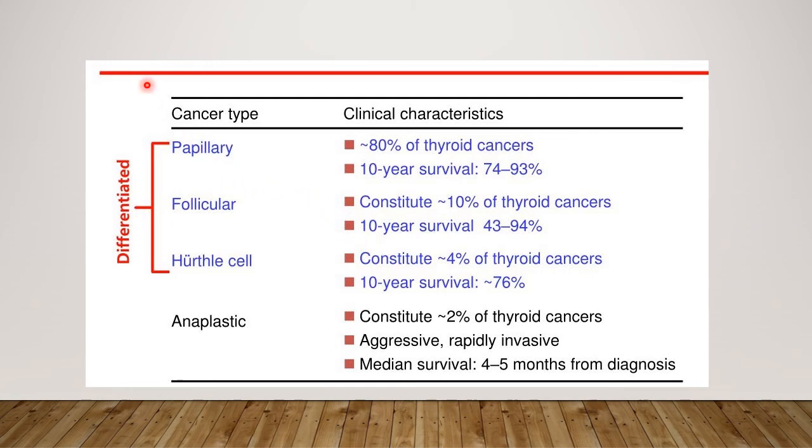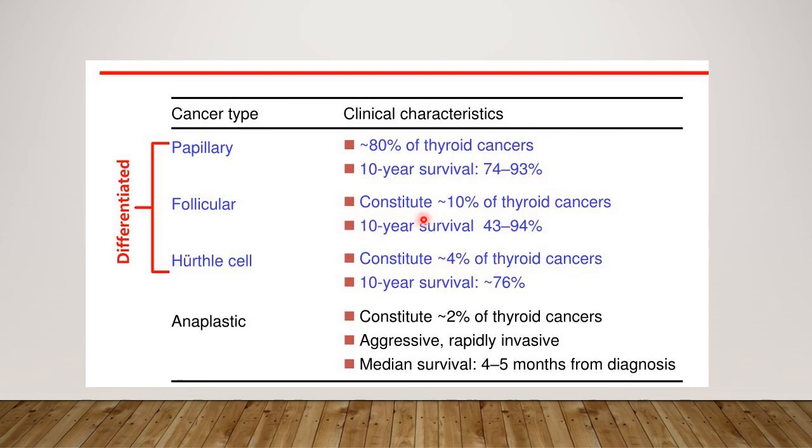This slide shows you the prognosis and the survival rate of the various cancers of the thyroid. Papillary, being the most predominant of the thyroid cancers, has a 10-year survival rate of 74 to 93%. In fact, some authors today quote as high as 98% 10-year survival rate. In fact, many of us are talking about cure rather than survival rate.